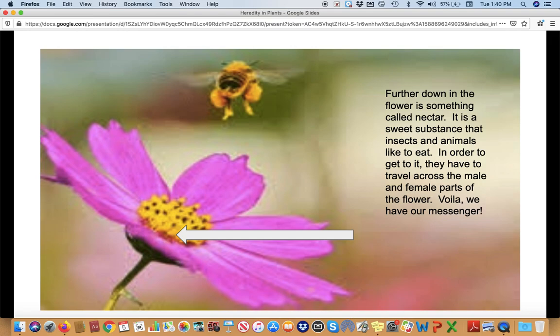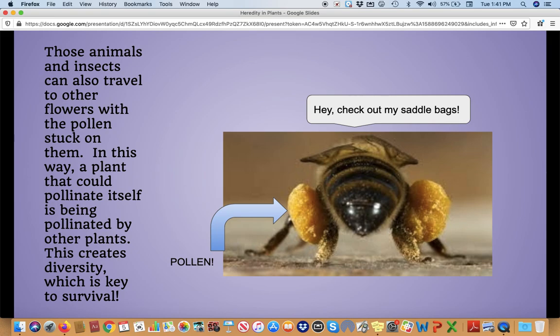Further down in the flower is something called nectar, and that's like down here below the pistil and the stamen. It is a sweet substance that insects and animals like to eat. In order to get to it, they have to travel across the male and female parts of the flower. Voila! We have our messenger. Here's a little, looks like a honeybee here. And these are pollen sacs on the sides of it here. Looks like he's got saddlebags.